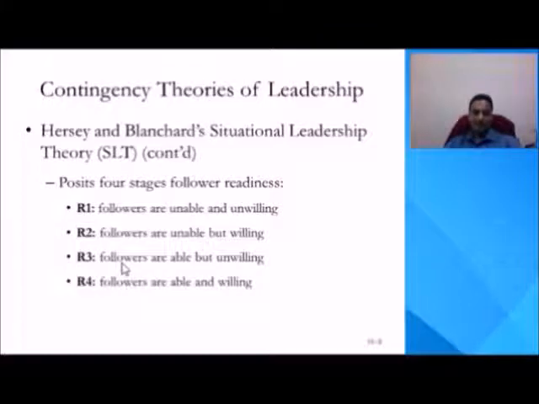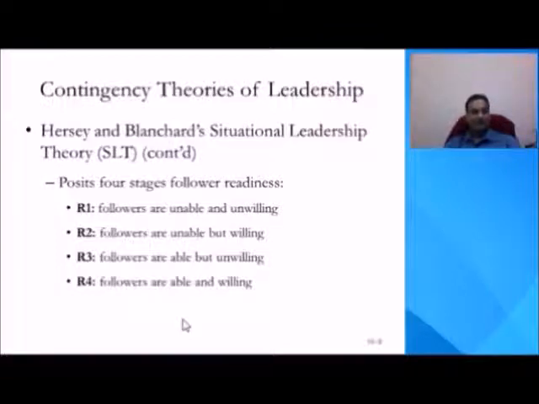R2 are those followers who are unable but willing, because that is where they are not competent enough. Followers are motivated but they lack appropriate skills. R3 are followers who are competent, that is, who are able but they are unwilling to do what the leaders want. So they don't want to do something. So that is basically what R3 is all about. R4 are the type of followers who are able and willing. So that is the ideal type of followers that we would like to have.